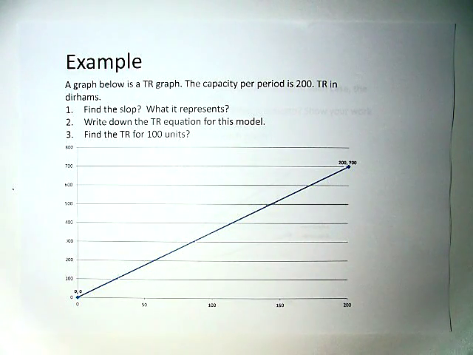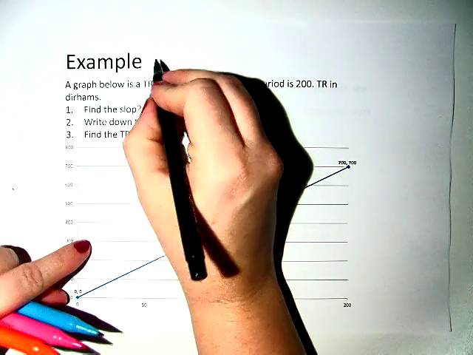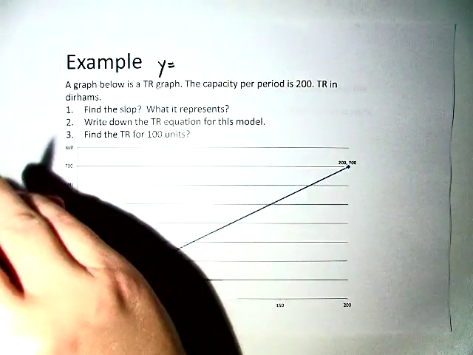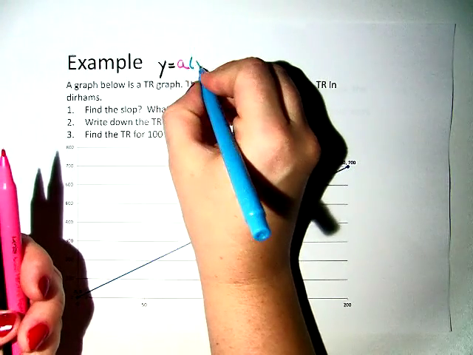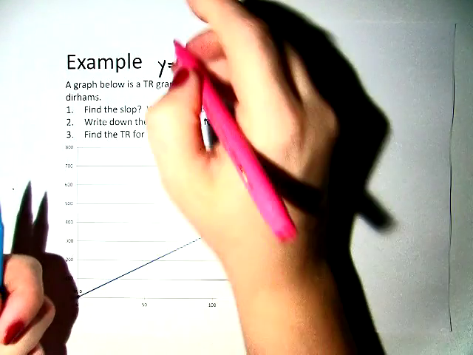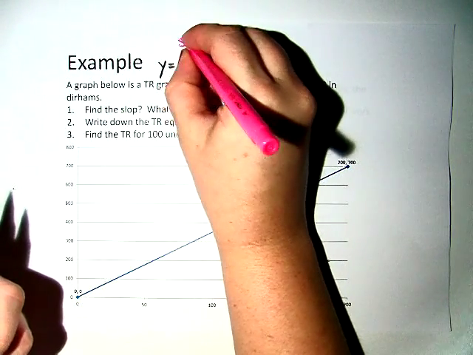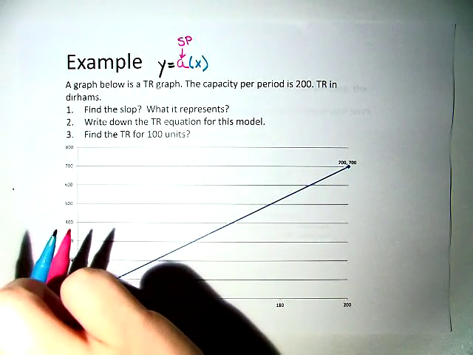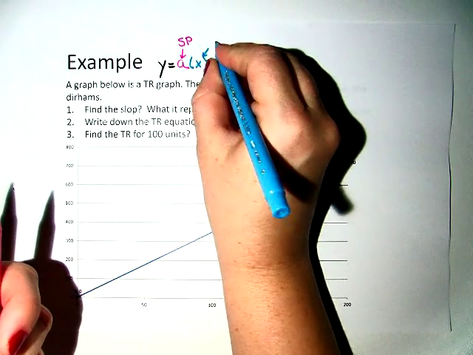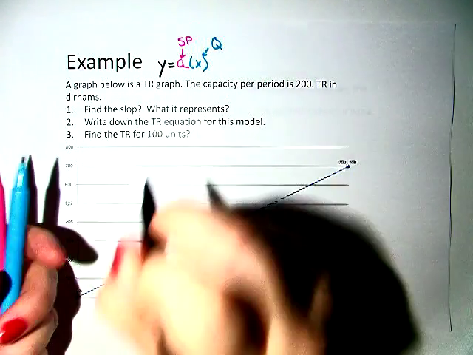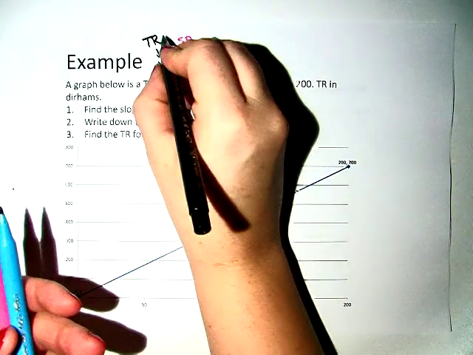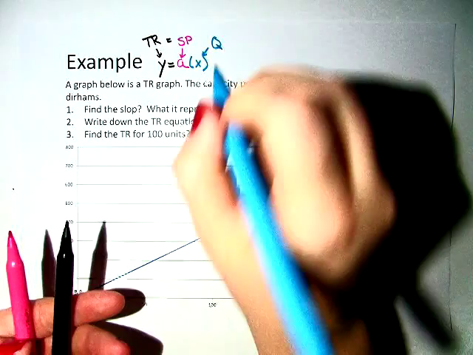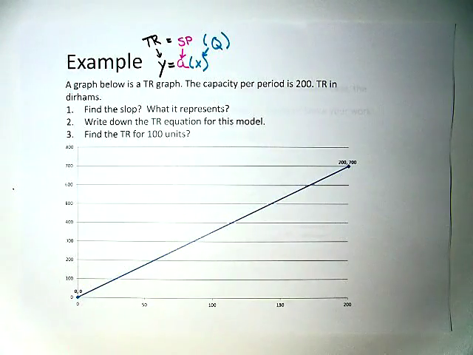Okay, so let's look at this example. The graph below is a TR graph. So let's write down the equation for the TR graph. We have y equals a multiplied by x, where we know a is the selling price and our independent variable is the quantity, and we will use these to find the total revenue. So we have total revenue equals selling price multiplied by the quantity.